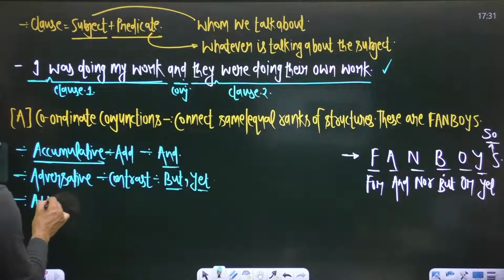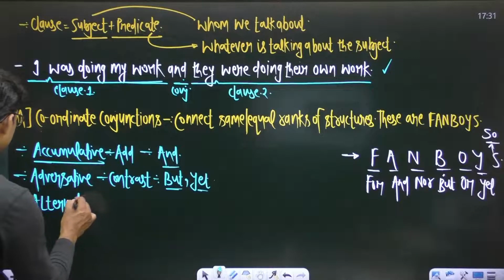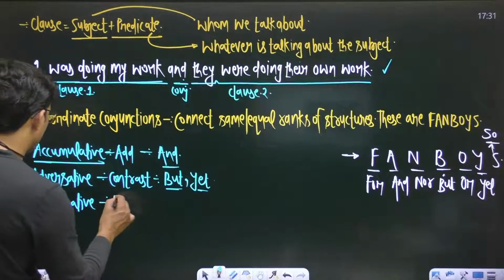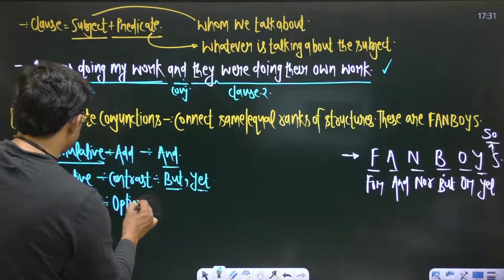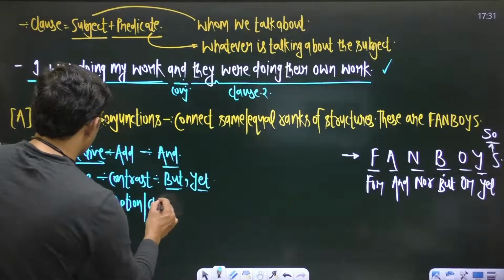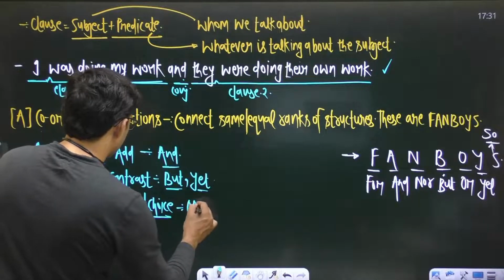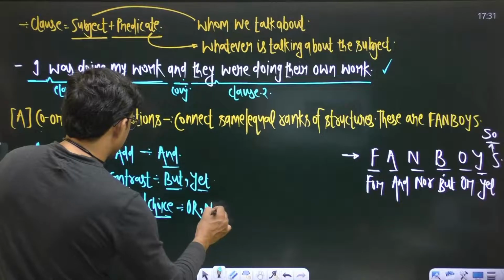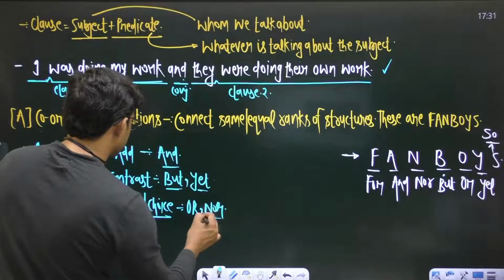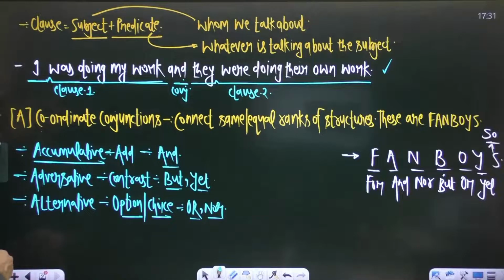And the third one is alternative. Alternative are those conjunctions which show option or choice, right? And make sure "or" and "nor". These two conjunctions come under alternative conjunctions.